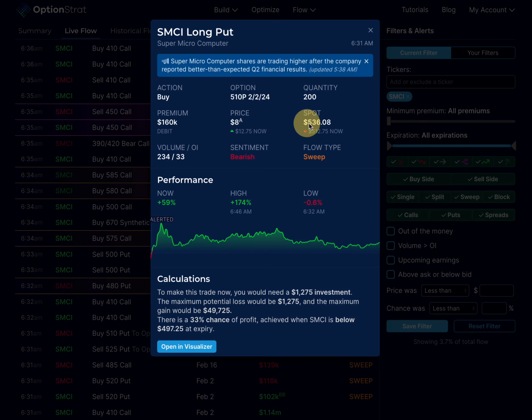At the time they bought this, the stock, the underlying, was trading at $5.36. It's currently trading at $5.12. This trade had a bearish sentiment, and this trade is currently up 59%.